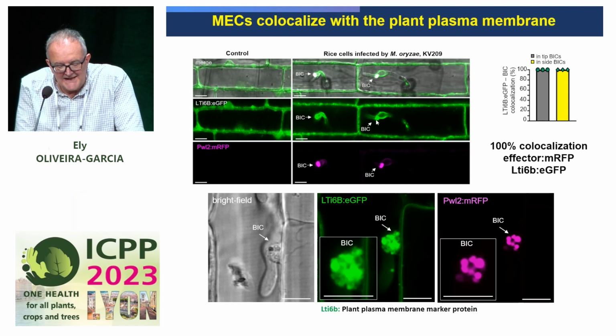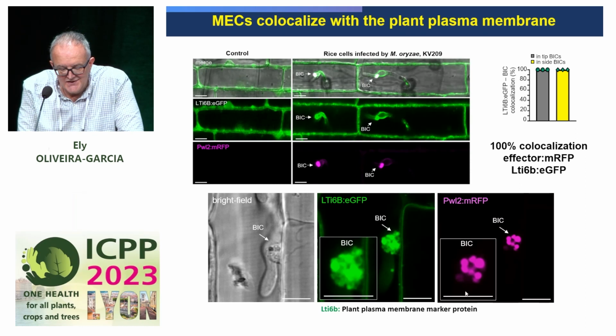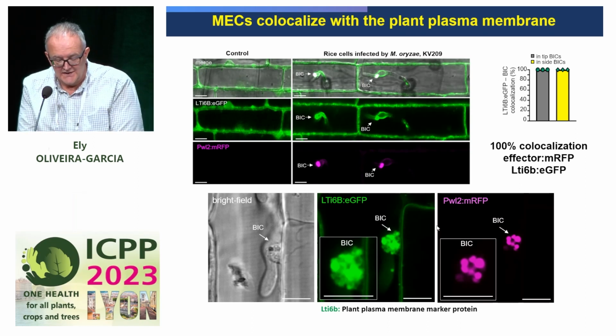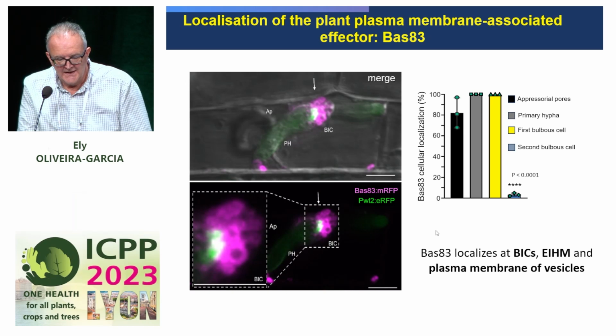And you can see that the BIC itself is composed of plant plasma membrane. And indeed, the MECs themselves are bound by plasma membrane, which is of plant origin. So that's consistent, again, with an endocytic origin of them.